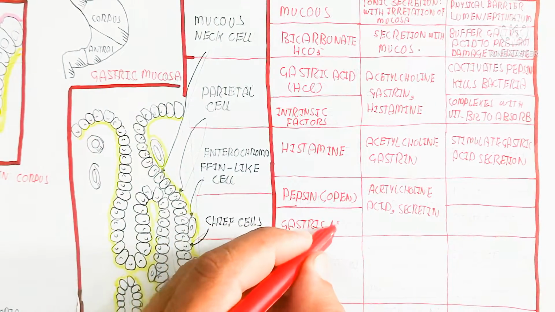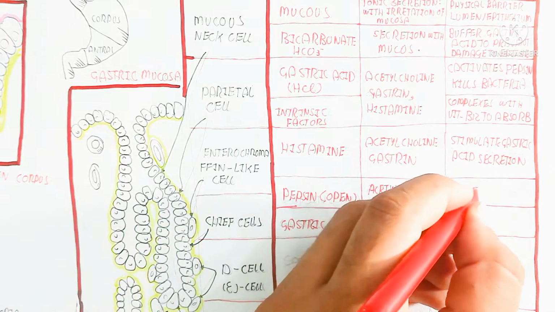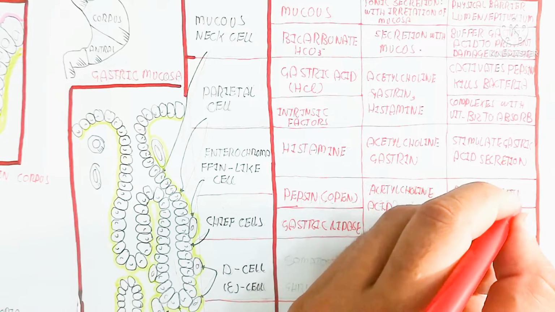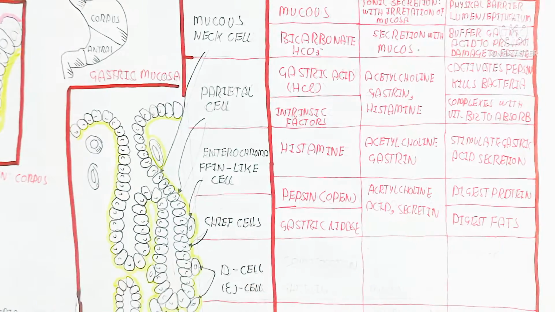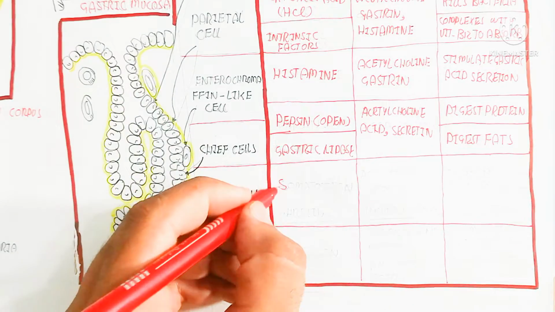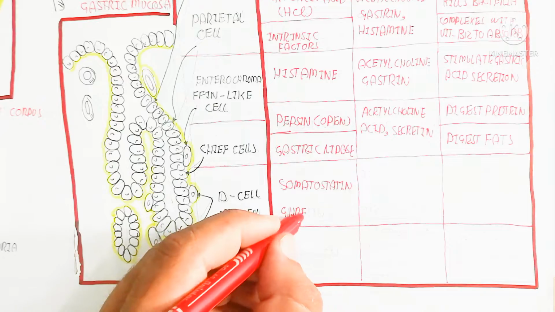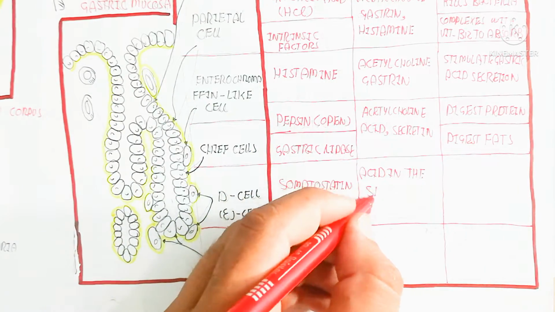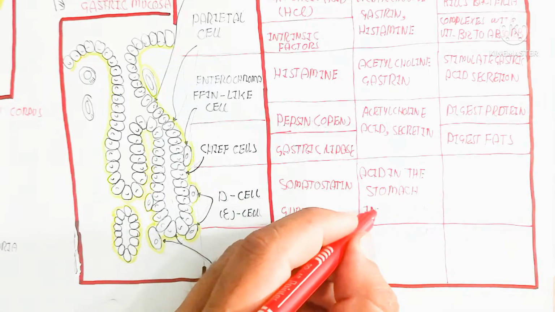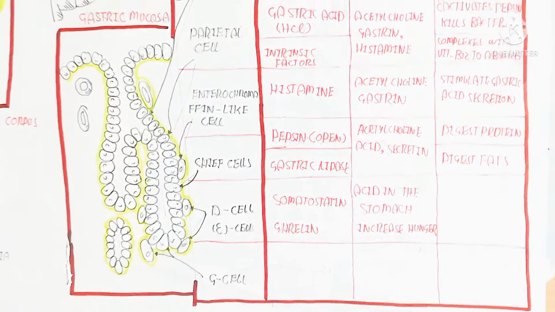The chief cell produces pepsinogen, and acetylcholine is responsible for the secretion due to neural stimulation by the vagal nerves, for digestion of protein. Fat is digested due to the gastric lipase enzyme, which is also produced. Somatostatin is produced from the D cell, and the epsilon cell produces ghrelin.